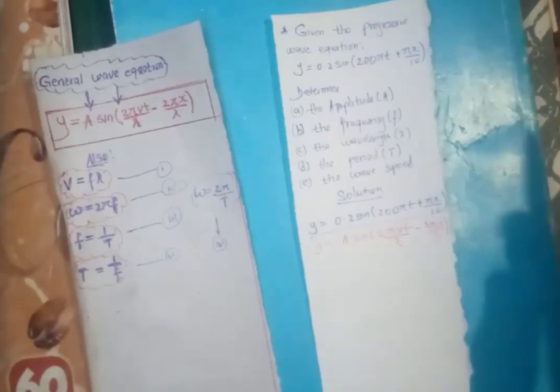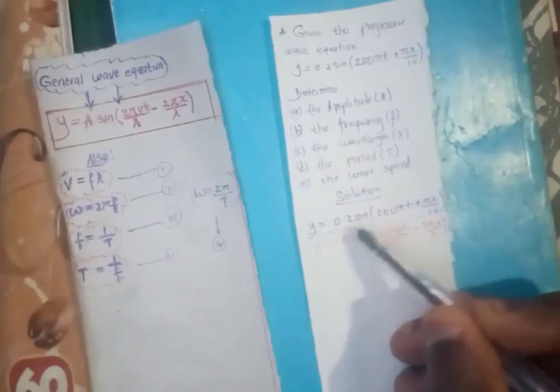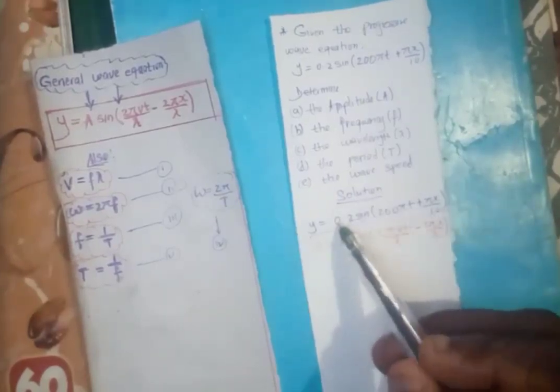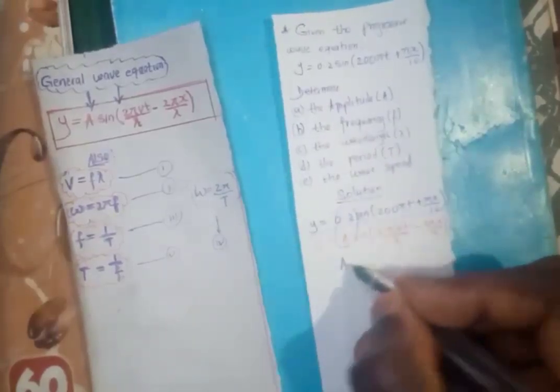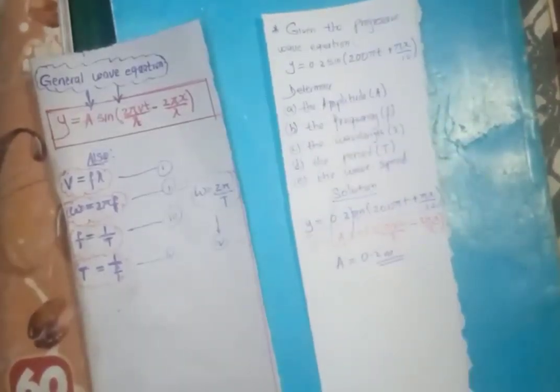Now, by comparison, the coefficient of sine in the given equation is 0.2, while the coefficient of sine in our general equation is a. We can then conclude that a is equal to 0.2. Therefore, our amplitude is 0.2, and the unit for amplitude is meter. Now we can proceed to finding the frequency.